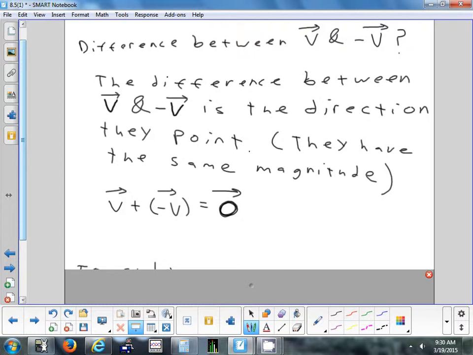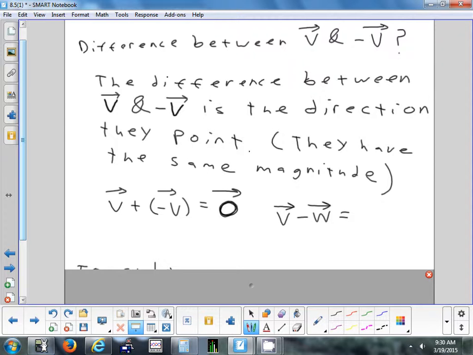So if I asked you to do, let's say, V minus W, how do you think you would do that? We don't really have a way to do subtraction. We have a way to do addition. So how could you change this into an addition problem?